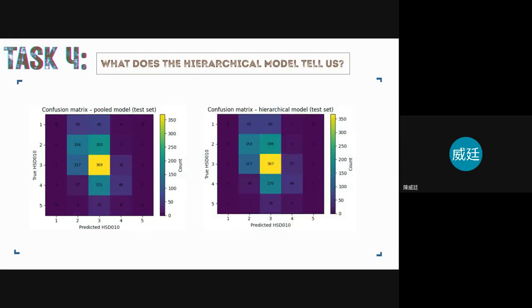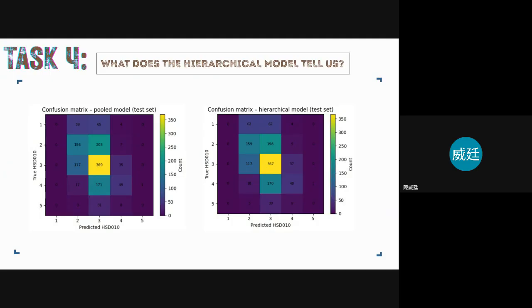And accuracy alone is a bit boring, so I looked at the confusion matrices on the test set. The left one is the pooled model. The right one is the hierarchical model. The x-axis is the predicted HSD010. The y-axis is the true HSD010. The brighter color means more people in that cell.